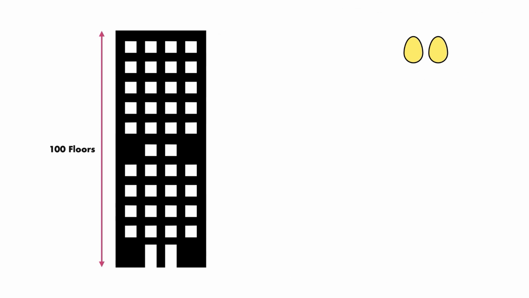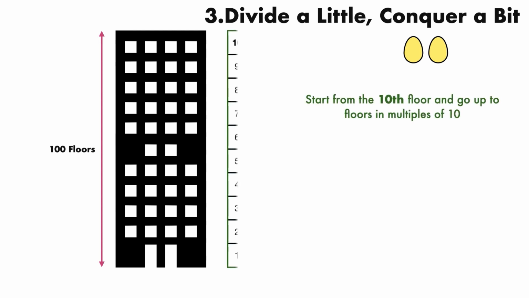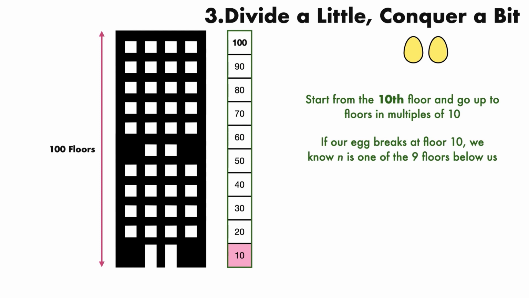The next approach will be divide a little, conquer a bit. The next solution takes a little bit of the linear approach and mixes in a little of the splitting from our binary approach. We can start off by dropping an egg at floor 10, increasing the drop floor by 10 at a time, then going back to drop one floor at a time until we find that n. So according to this approach, start from the 10th floor and go up in multiples of 10. If our egg breaks at floor 10, we know n is one of the 9 floors below us.